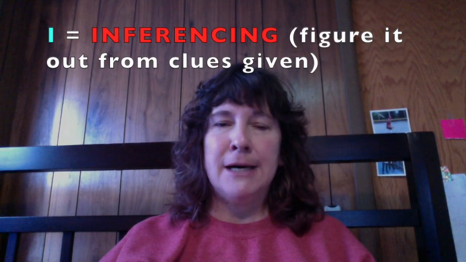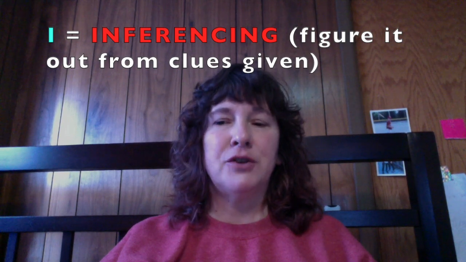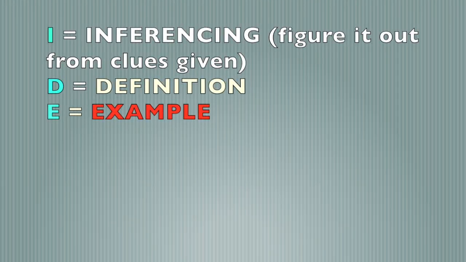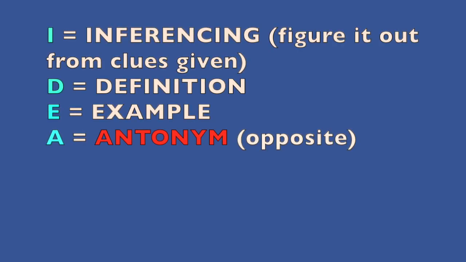So you can use context clues by inferencing. That's the first I, inferencing. The second one is definition. So sometimes within a sentence, they will actually define the new vocabulary word for you. Example is the next one. And for example, it gives you an example of what they're talking about when they use the word. A is antonyms, which of course is the opposite of what the word means. And the last one, S, is synonym.